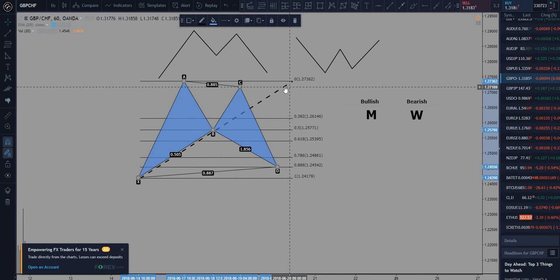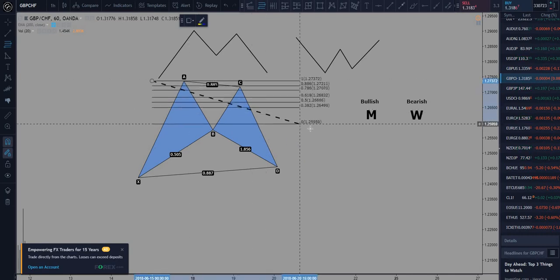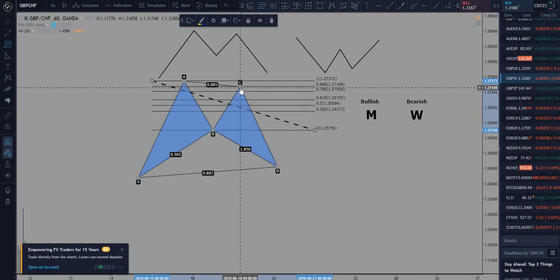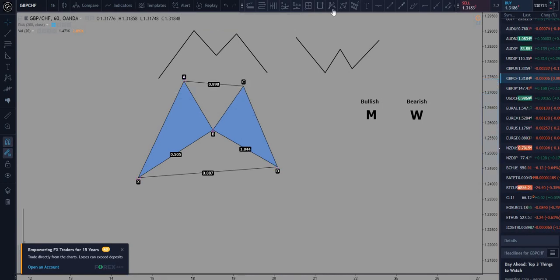Now we move up to the C point. The C point is less strict. With almost every pattern, it's the same rule. You measure retracement from A to B, and the C point can be anywhere in between the 382 and the 886. Now the D point is where you are supposed to buy or where you're supposed to sell, depending on if it's a bearish or bullish pattern.